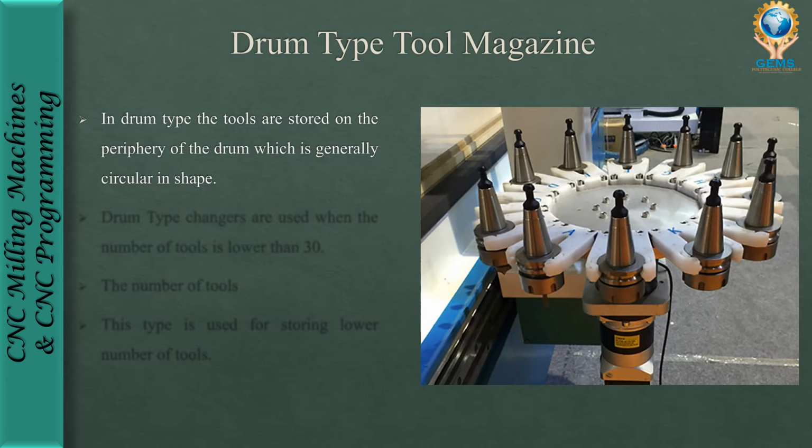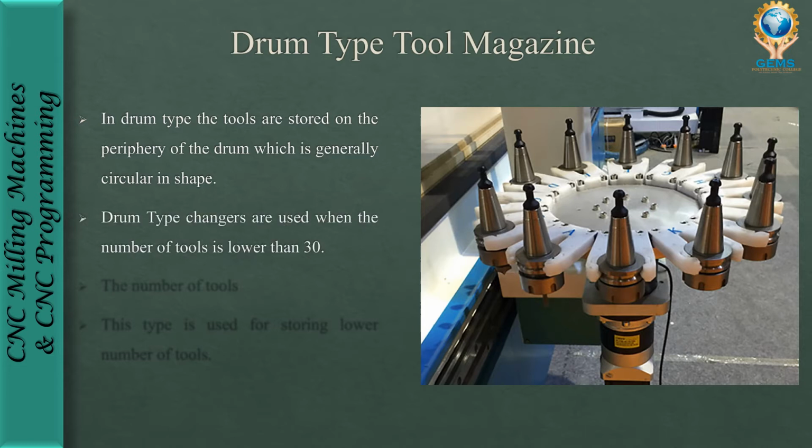Drum type changers are used when the number of tools is lower than 30. When the number of tools is lower than 30, we use the drum type changers.